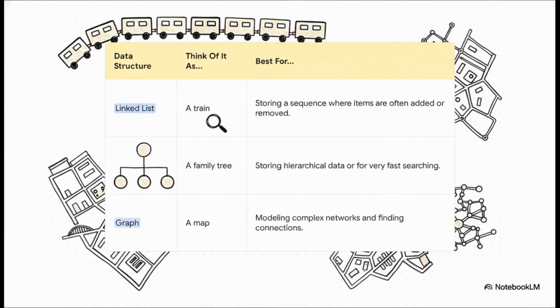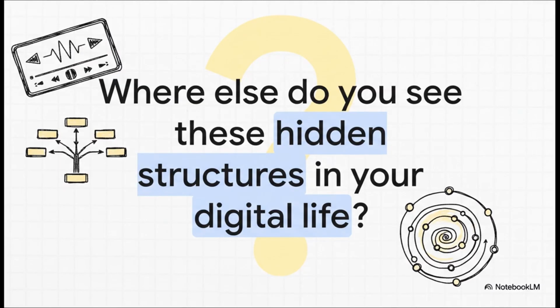So let's just boil it all down into a super simple cheat sheet. If you need a flexible sequence where things are added and removed a lot, think of a train. That's a linked list. If you've got hierarchy or you need to search really, really fast, think of a family tree. That's a tree. And for any kind of complex, interconnected network, think of a map. That's a graph.